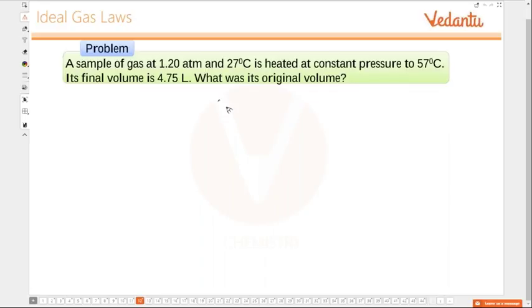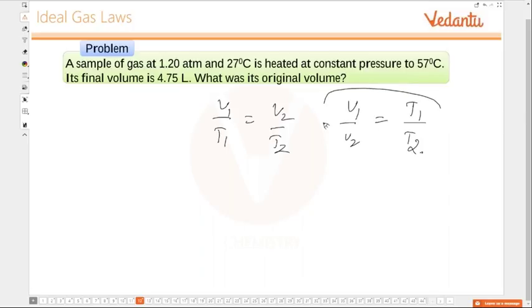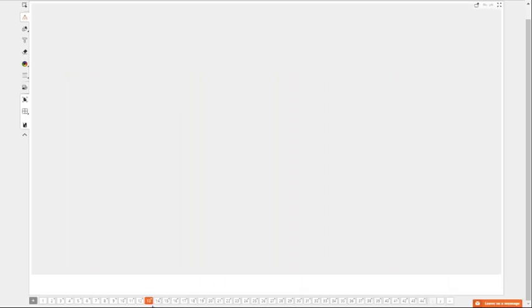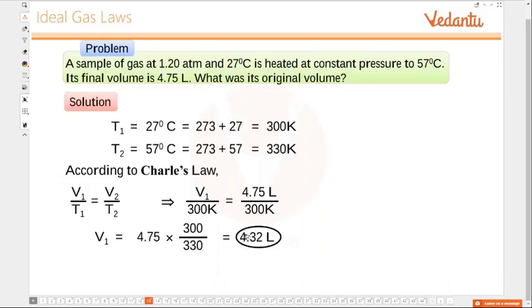So V1 by T1 is equal to V2 divided by T2. Just see how much is the value that you are getting. You have to convert both temperatures into Kelvin. Okay, so you can cross multiply here. V1 by V2 is equal to T1 by T2. What is the value that you're getting? See, it has been done here. 4.32 liter.